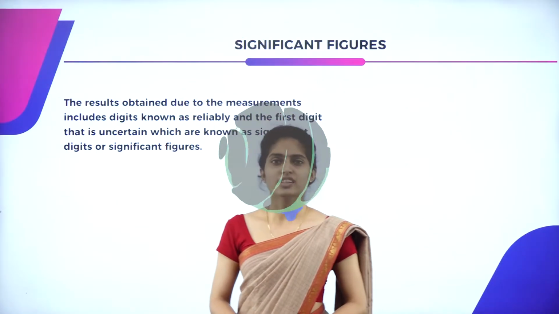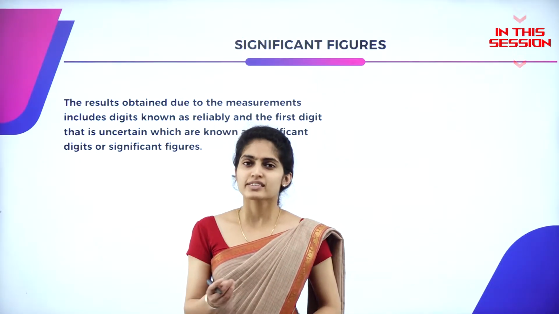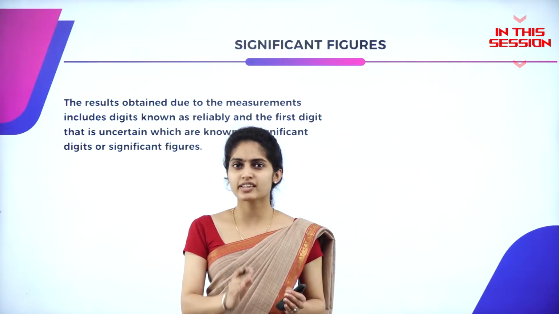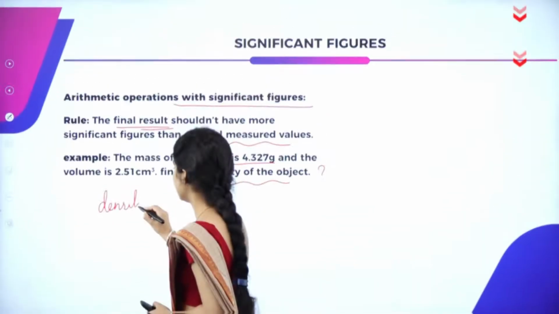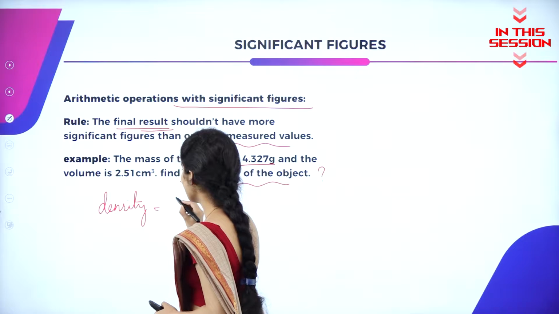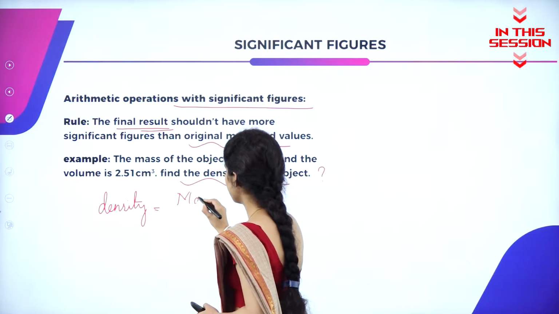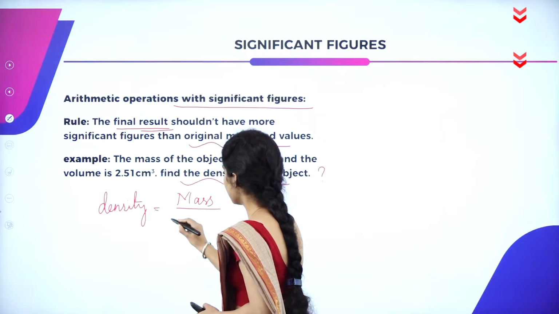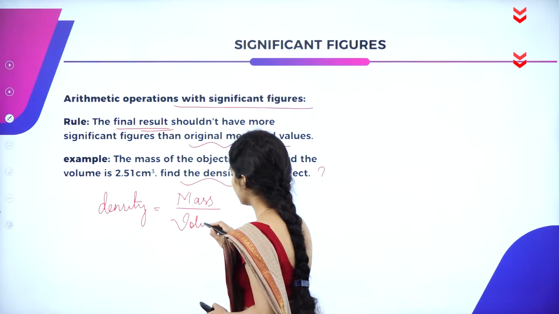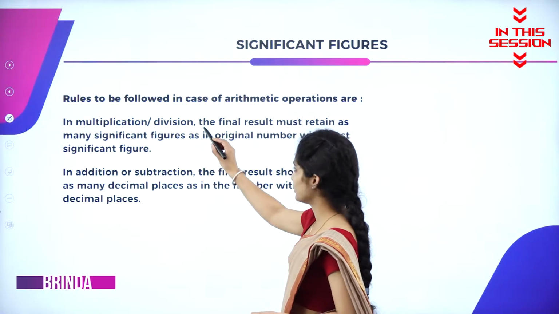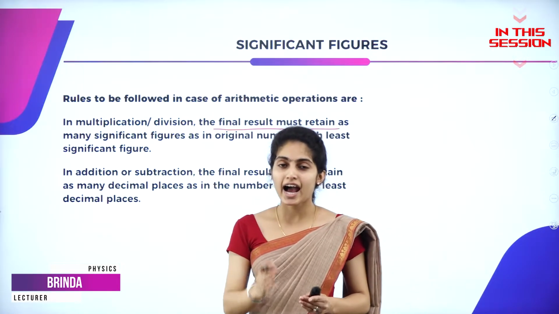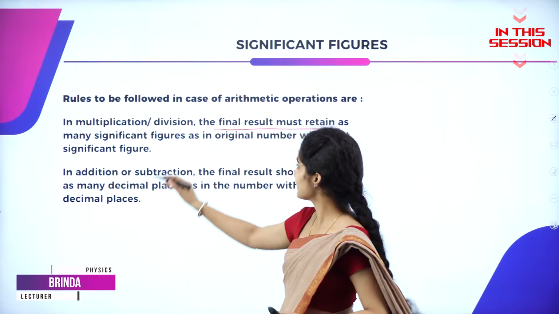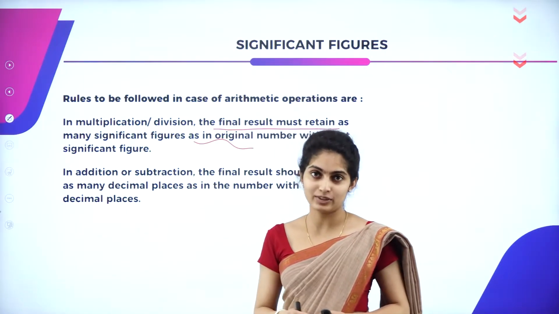So what is this significant figures? Significant figures, it is a signified way of measuring the values. Density is equal to mass by volume. Multiplication or division, the final result must retain as many significant figures as in case of original values.